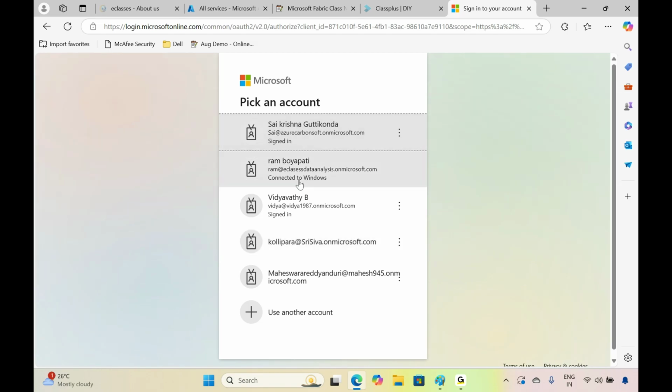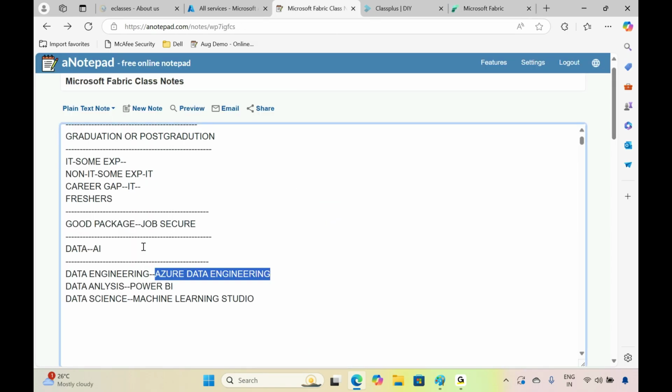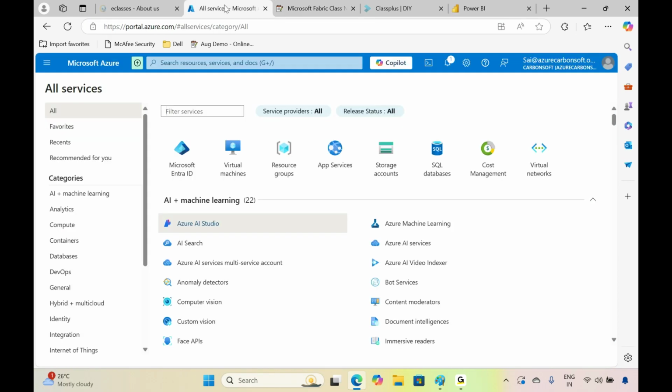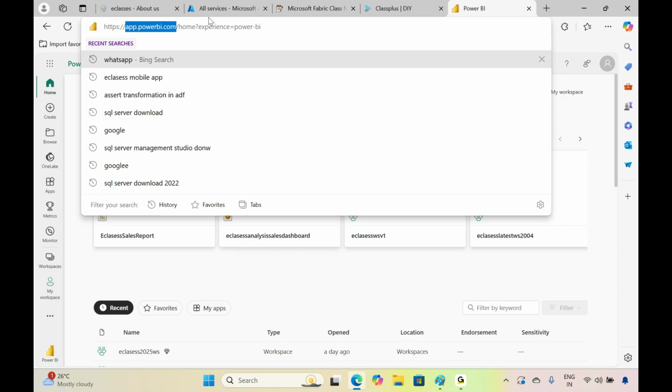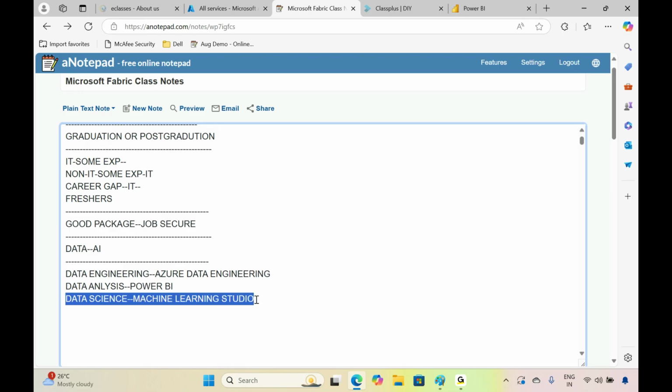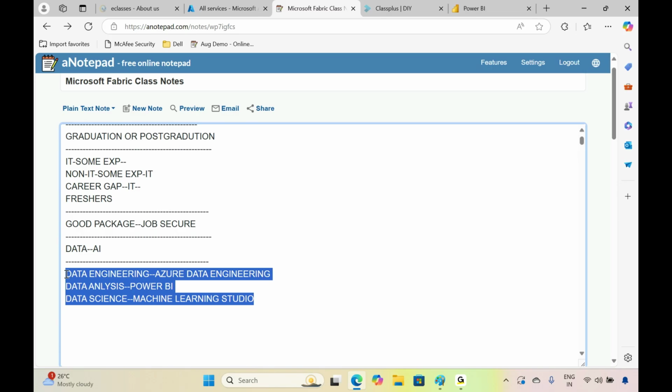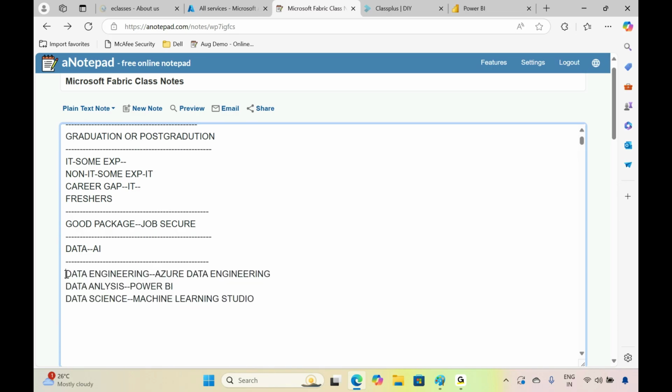But now Microsoft is doing something different. Instead of implementing data engineering in portal.azure.com, Power BI reports in app.powerbi.com, and data science projects in Machine Learning Studio, they are combining all three into one place. Data engineering, data analysis, and data science, these three you can implement in Microsoft Fabric.